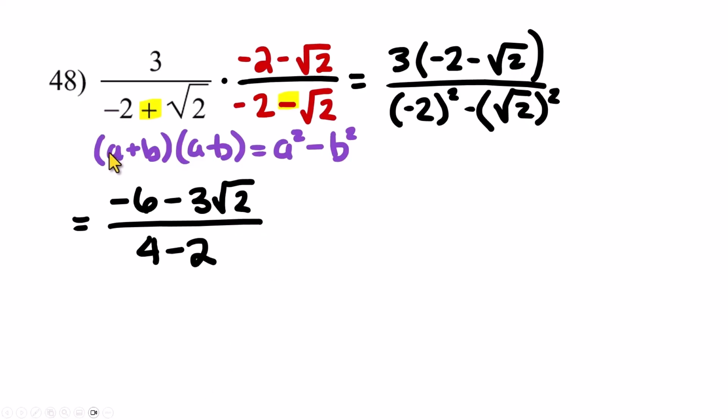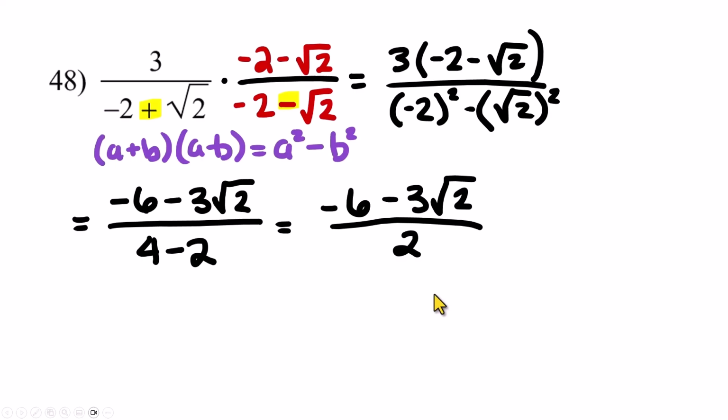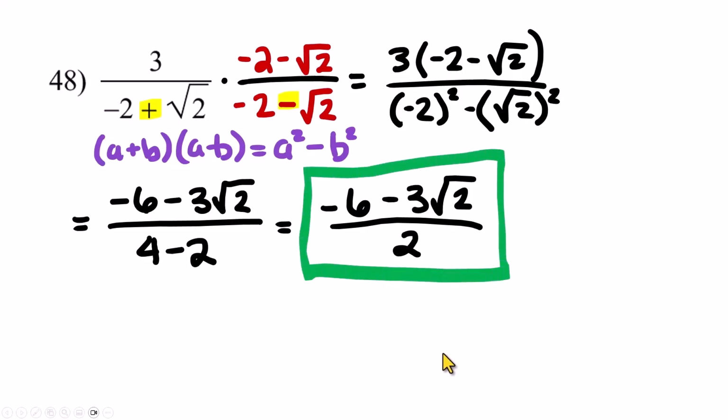So this trick right here, rationalizing with this thing where the signs are opposite, clears the radicals from the denominator. We have -6 minus 3 root 2 over 4 minus 2 is 2. If there was anything more to be canceled, you would, but you can't. So you put a box on it and you are done.